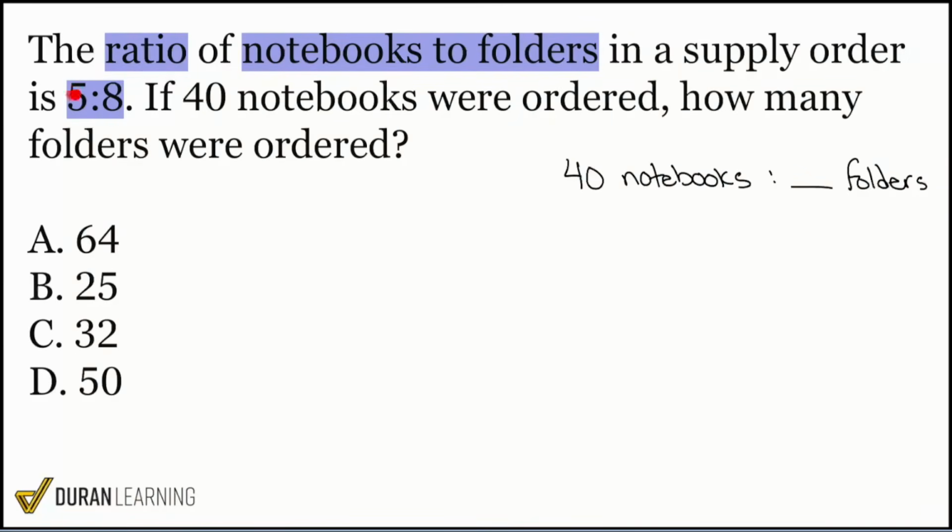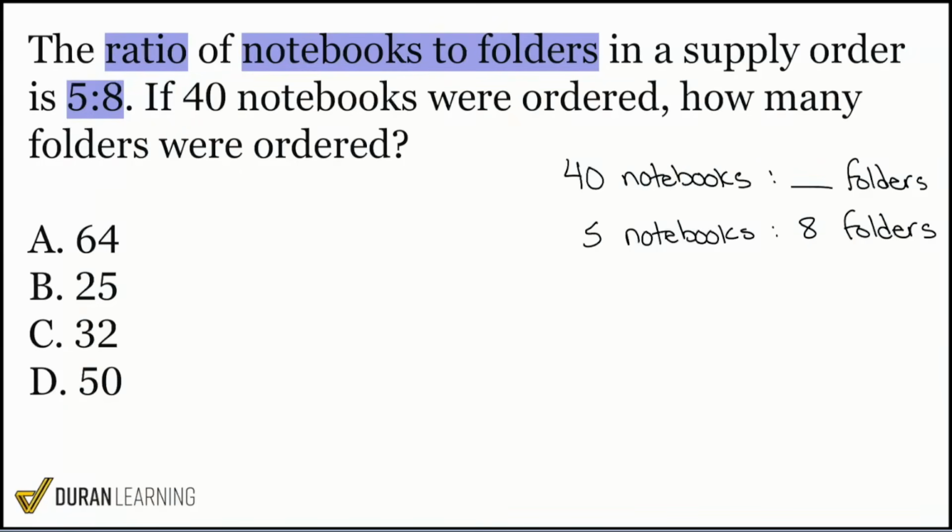Notebooks is first, 5 is first, so those are connected. Folders is stated second, 8 is stated second, so 8 is folders. So that's how I know I can write 5 notebooks down here to 8 folders over there. Boom. Now that I have this, notice how I have the same comparison in the same way. Notice that I'm comparing notebooks to folders, notebooks to folders. Again, proportions are all about comparing the same things in the same way.